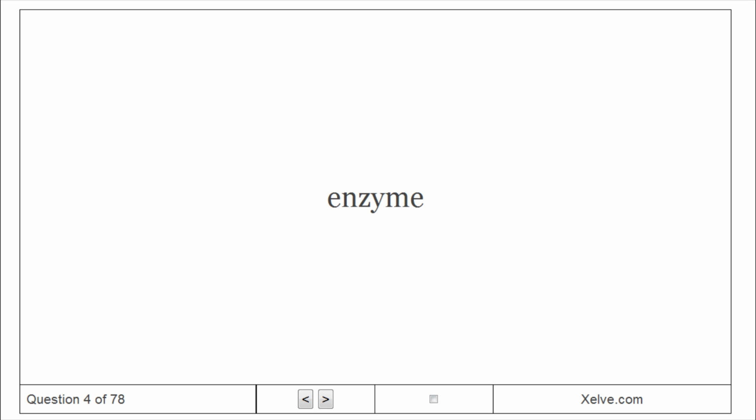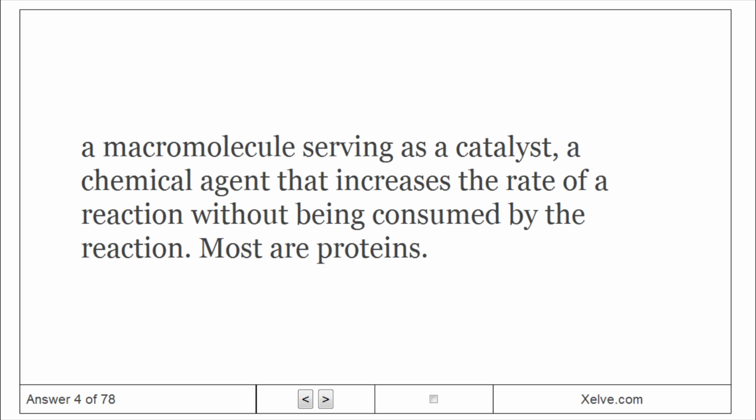Enzyme. A macromolecule serving as a catalyst, a chemical agent that increases the rate of a reaction without being consumed by the reaction. Most are proteins.